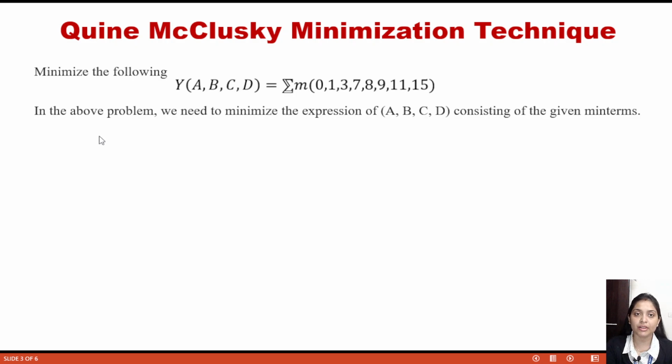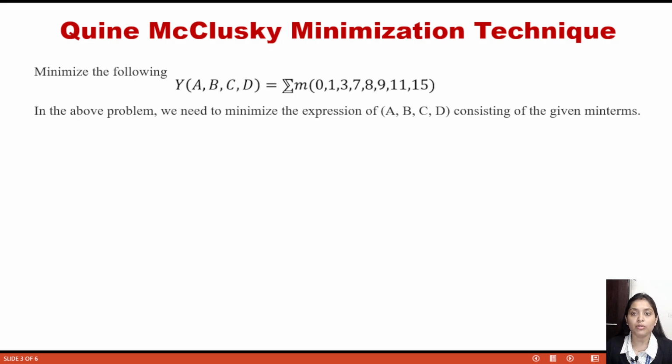The problem is: minimize the following expression, that means Y(A, B, C, D) equals summation of small m 0, 1, 3, 7, 8, 9, 11, 15. So here you can easily understand that small m and summation are there, so the final expression will be in the SOP form. Now here we will consider A as the most significant bit and D as the least significant bit.